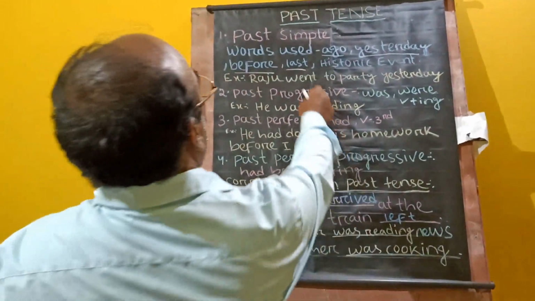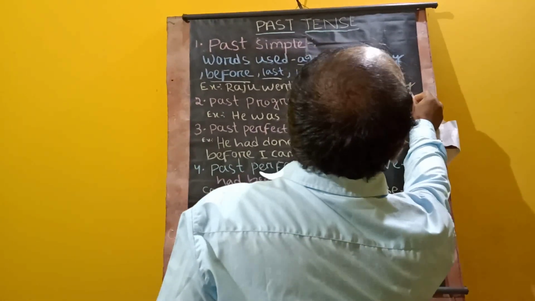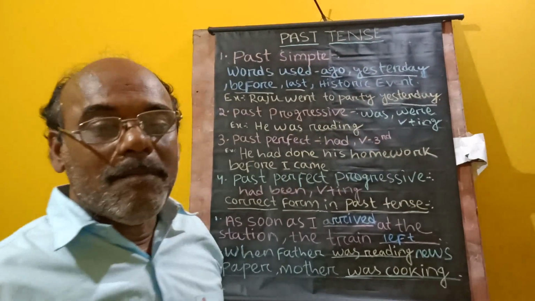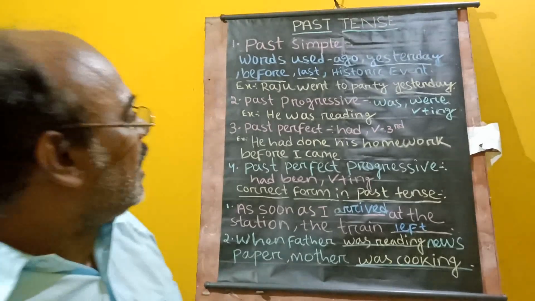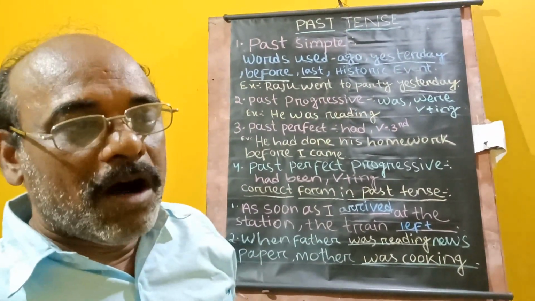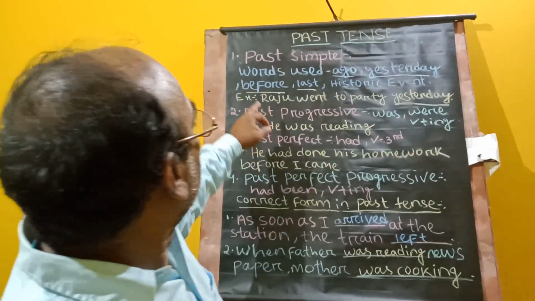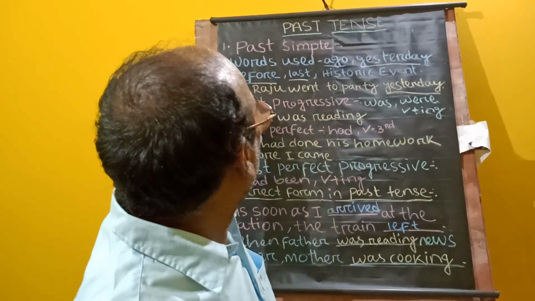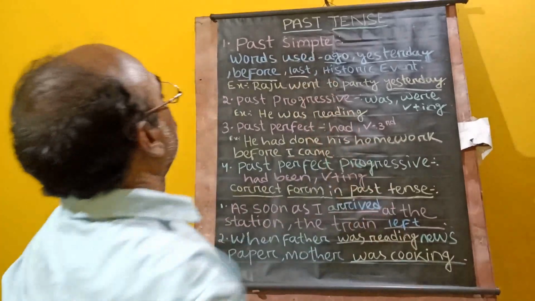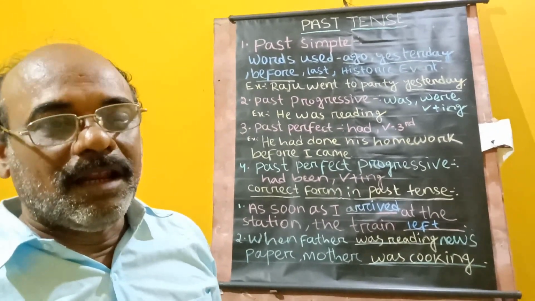Ram went to a party yesterday. The time expression yesterday makes sure that this sentence will be written in the past simple form. He met me last night. Here the time expression is last night.